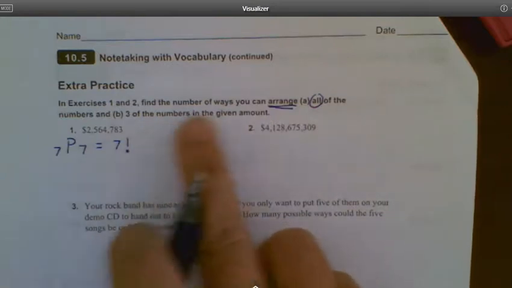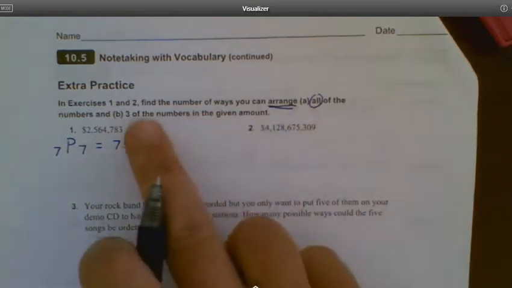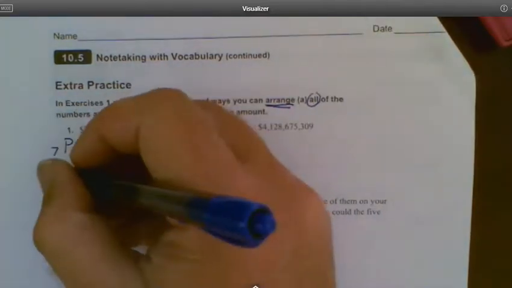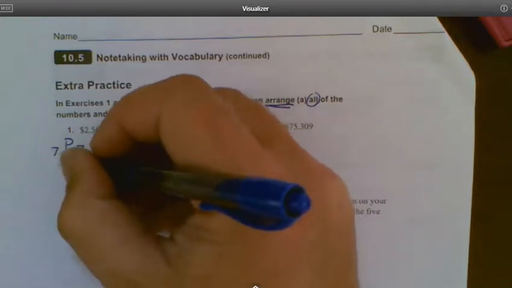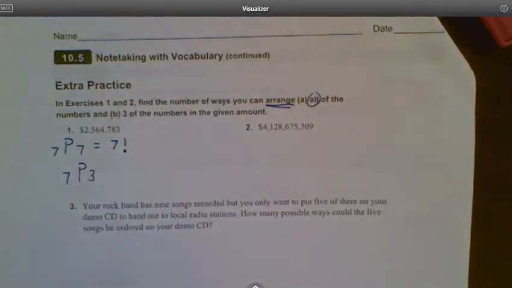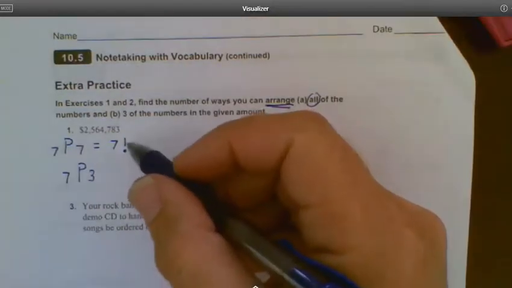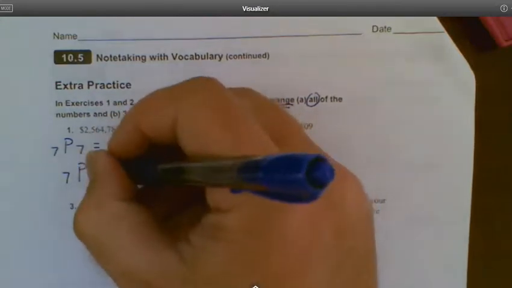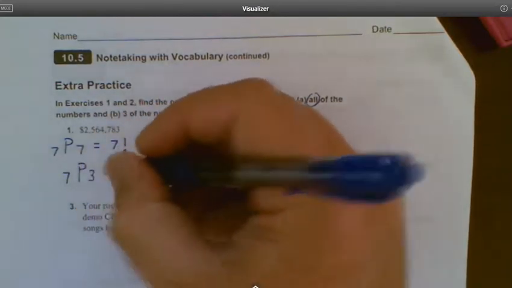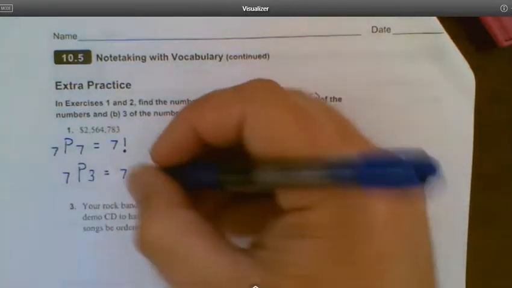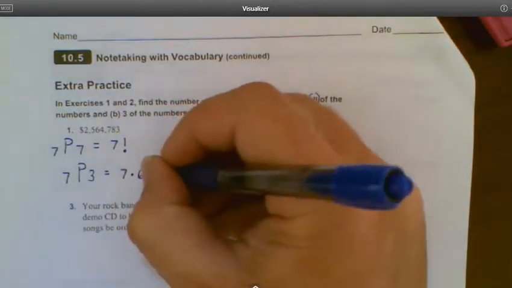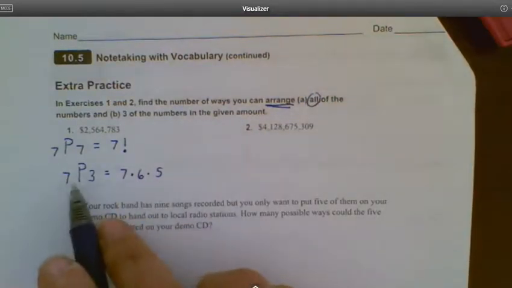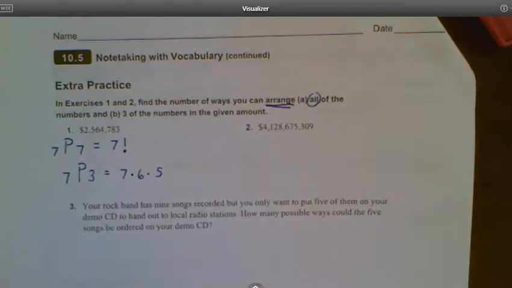Part B is, what if, instead of arranging all of them, I'm only going to arrange 3 of the numbers? So again, I have 7 numbers to choose from, but I'm only going to arrange 3 of them. Right? So now it's no longer a factorial. I can't write it this way. I'd have to write it this way. But I could do this in a calculator. Right? Remember what this means. I'm starting with 7 and I'm counting down until I have 3 total places. So 7, 6, 5. So I could type it in this way, or I could type it into my calculator this way. Right, whatever is easiest for you.